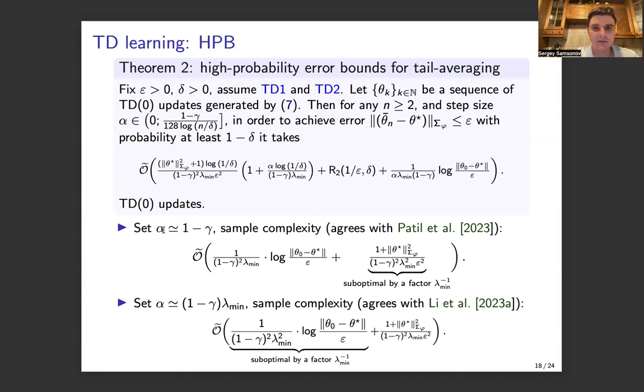So here we see some drawbacks of the vanilla TD(0), which potentially can be related to our analysis. Indeed, setting the step size alpha, which is the largest possible one and which scales as 1 minus gamma, would yield a sample complexity which is suboptimal by a factor lambda min to the power minus 1 in the variance component of the bound. At the same time, setting the step size alpha, which is impractical because it scales with the unknown parameter lambda min, will yield a variance term of the bound which is optimal, but the bias component of the error is suboptimal by a factor lambda min to the power minus 1. Both of these regimes agree with previous findings in the literature. One setting was previously observed by Patil and co-authors, and the second one was previously observed by Lee and co-authors.